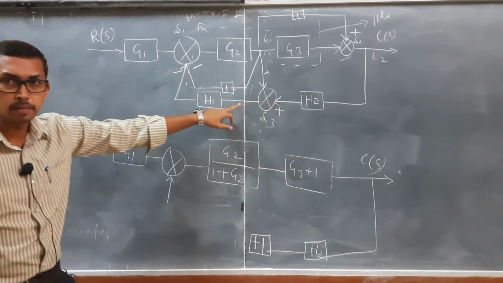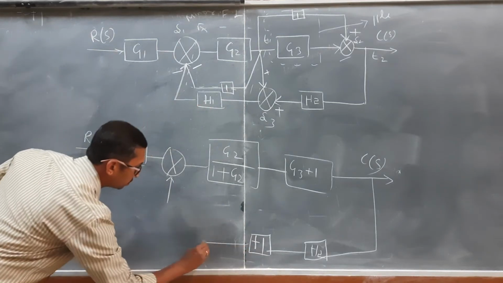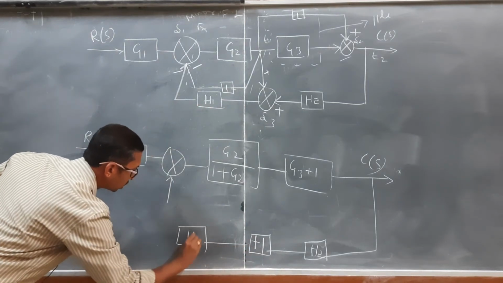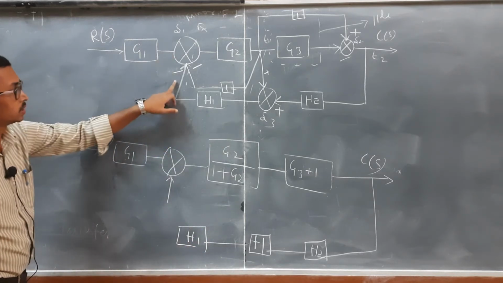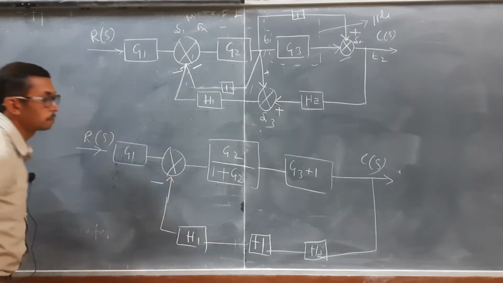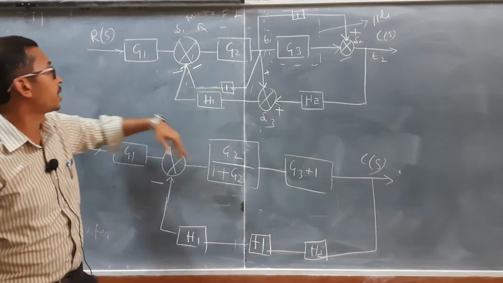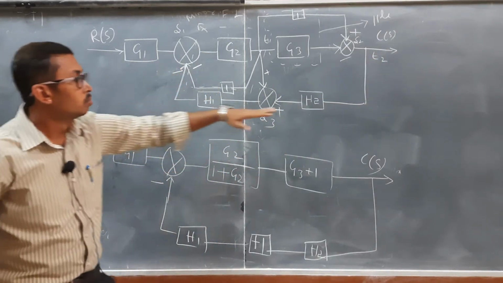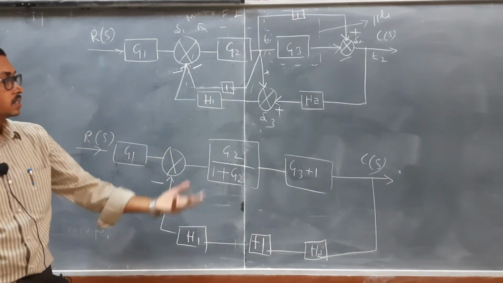Next I am writing path by path. So after the summing point, what do I have? I have h1, block number h1, from h1 to this summing point 1 with the negative symbol. Okay, so this is the path from T2, that is the takeoff point, to the summing point, going over the summing point 3.